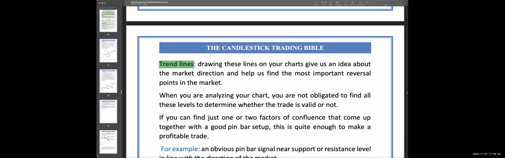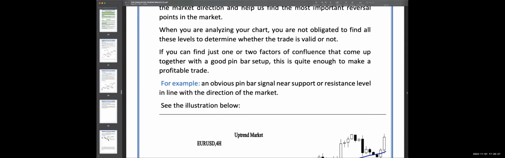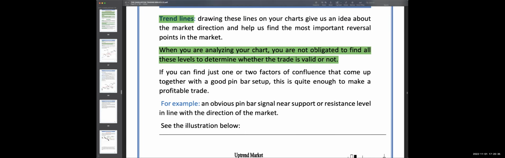All right, so trend lines. Drawing these lines on your charts gives you an idea about the market direction, and it helps us find the most important reversal points in the market. When you're analyzing your charts, you are not obligated to find all these levels to determine whether the trade is valid or not. So don't beat yourself up if you feel like you cannot see the trend lines, because you can still be profitable without them, all right?